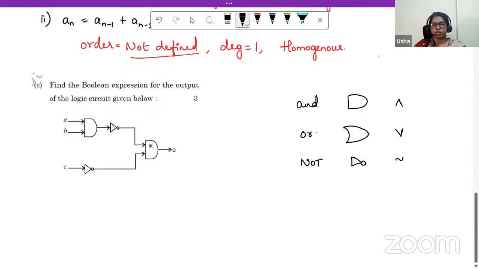So, see what the inputs are. A and B are passed as input to the AND gate. AND gate means this one, right? So it is A and B, and then this is the output. This output is A and B.